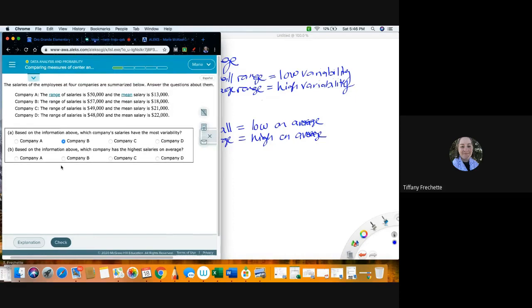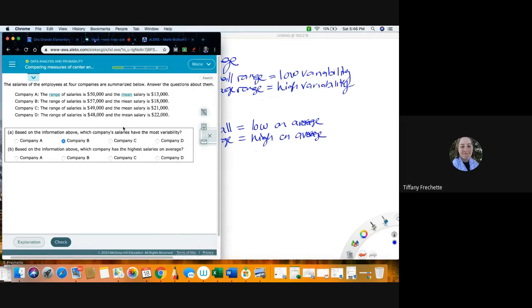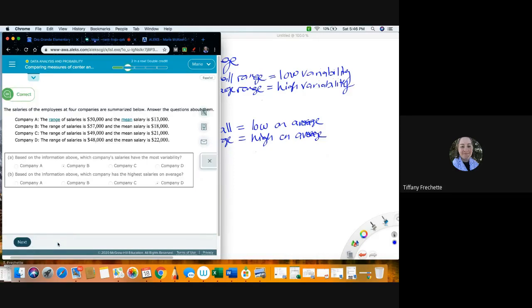All right, based on the information above, which company has the highest salaries on average? So we want to go on average, and we want high, so large, and we want a large mean. So we're going to go to the means here, and we want the largest mean. So 22 wins, so that's company D. Check. All right, one more.